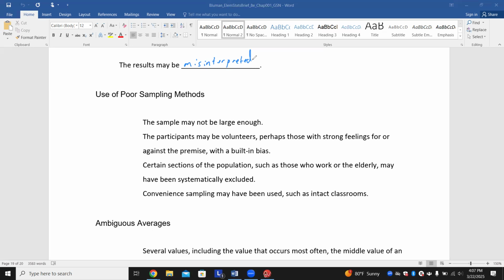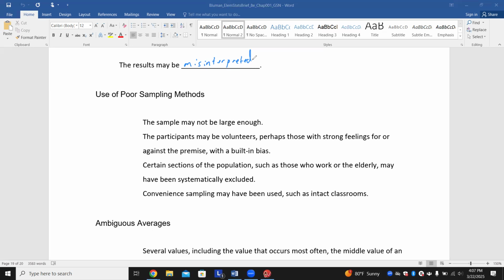Another type of situation is the use of poor sampling methods. Again, the samples may not be large enough. Again, 1,000 people to tell us how our entire country's doing, not large enough, right? There should be at least 1 million, at least, right? That would be a better sample.